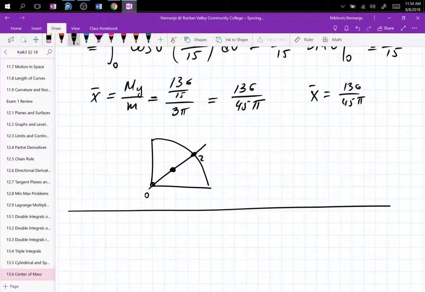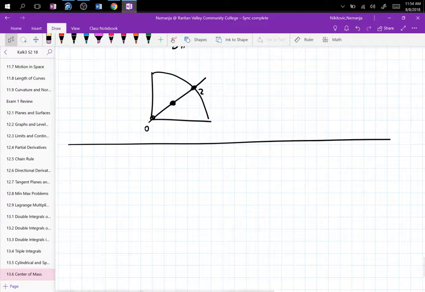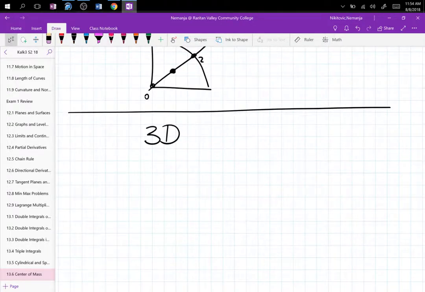So, 3D. I write 3D and my first thought is kill me now. All right? So, what do we have? 3D center of mass.